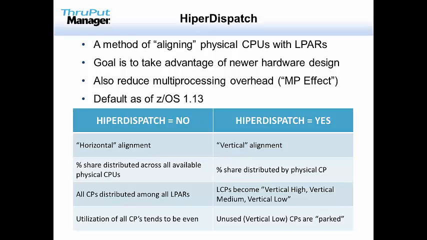This also reduces multiprocessing overhead, something you've probably heard over the years, the MP effect. The MP effect is simply when you have multiple processors, hence the term multiprocessing, servicing a workload within a machine. If you have a single one, we call that a uniprocessor. As soon as you have 2, 3, 10, 20, now you're multiprocessing. The more physical cores or processors that you add to a machine, the more inherent overhead you will incur. That is what's called the MP effect.